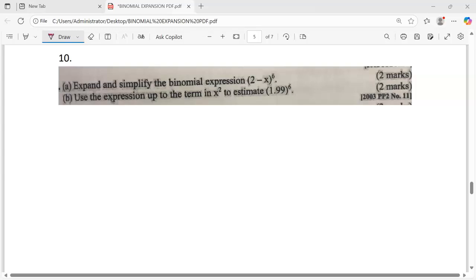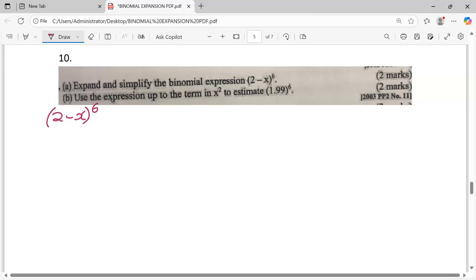This is KCSE 2003 Paper 2, question number 11, binomial expansion. The first part of the question says, expand and simplify the binomial expression (2 minus x) raised to the power of 6. We are going to bring it down here. That is 2 minus x, then we raise this to the power of 6.